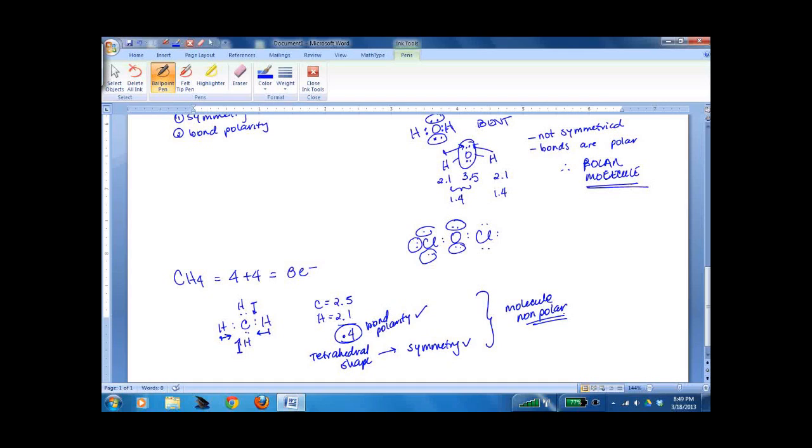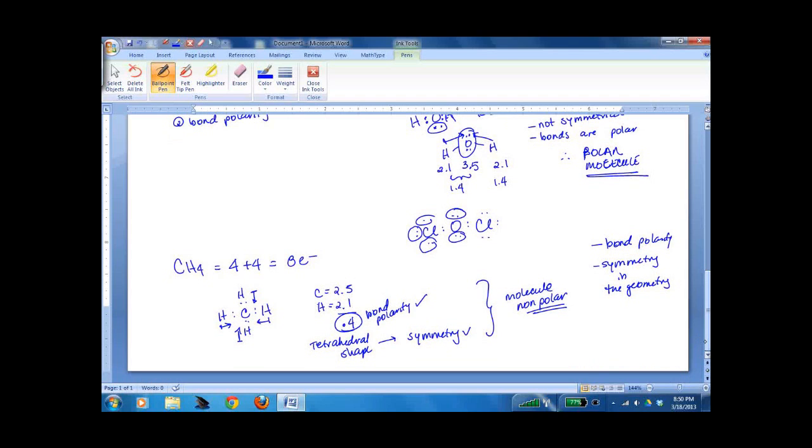So it's really important when you're looking at a whole molecule to calculate bond polarity and to analyze the symmetry in the geometry. So that's it. Those are a few key points which I think will help you a lot when you are doing your problems and preparing for your quiz. Good luck.